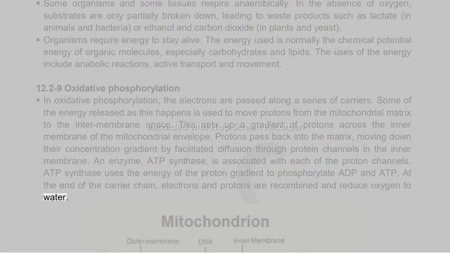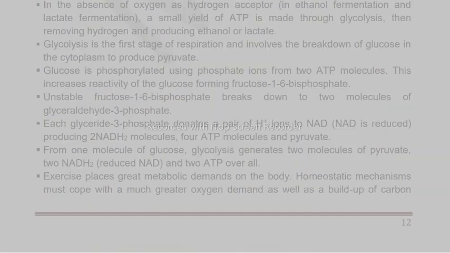In the absence of oxygen, in ethanol fermentation and lactate fermentation, a small amount of ATP is made through glycolysis, then removing hydrogen to produce ethanol or lactate. Glycolysis is the first stage of respiration and involves the breakdown of glucose in the cytoplasm to produce pyruvate. Glucose is phosphorylated using phosphate ions from two ATP molecules. This increases the reactivity of the glucose, forming fructose 1,6-bisphosphate.